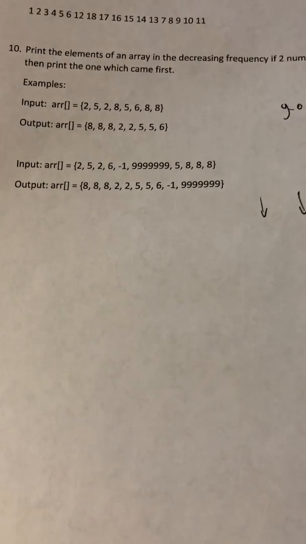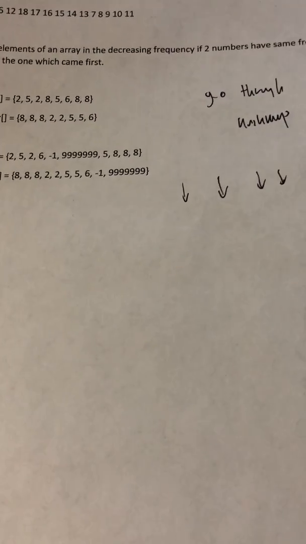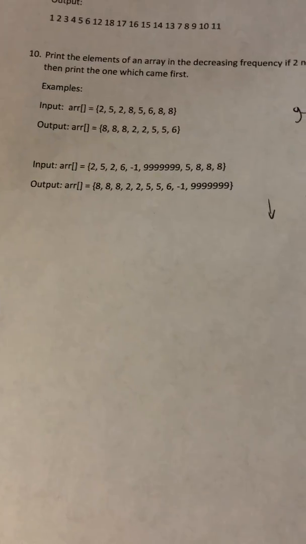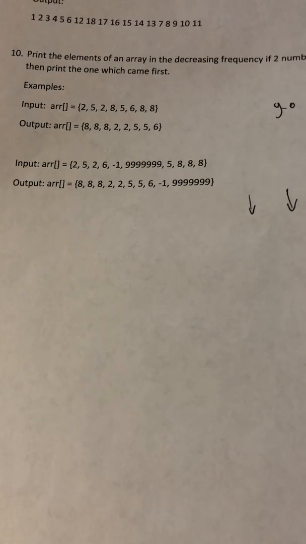Okay, I'm going to print the elements of an array in decreasing frequency. If two numbers have the same frequency, then print the one that came first.